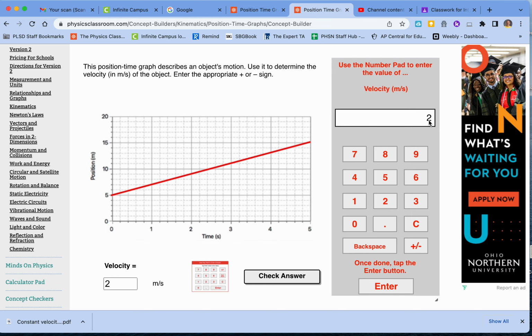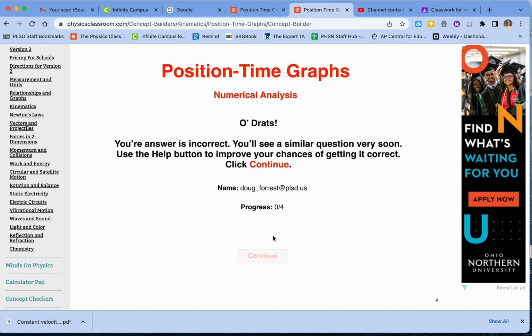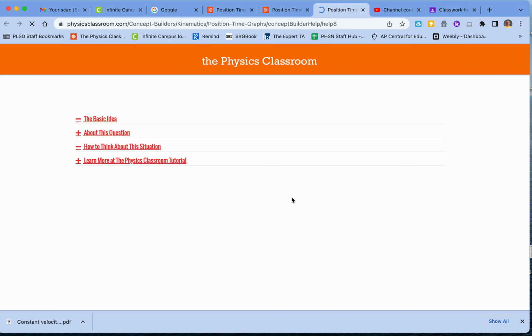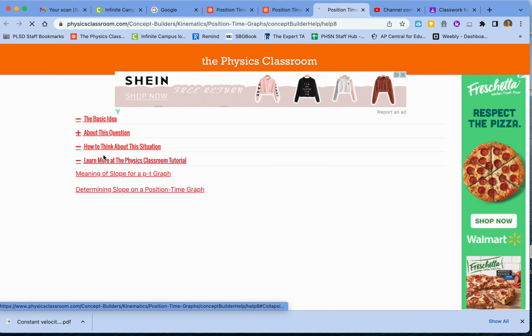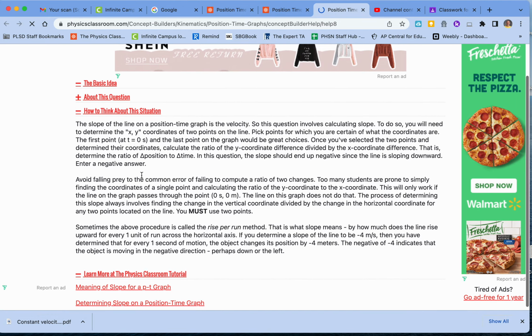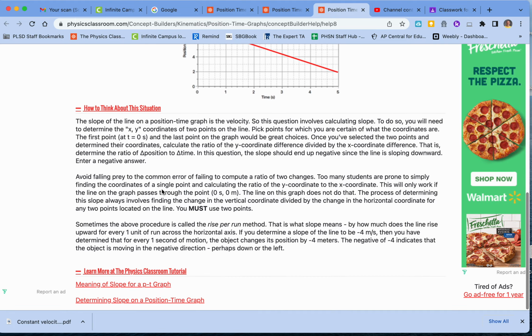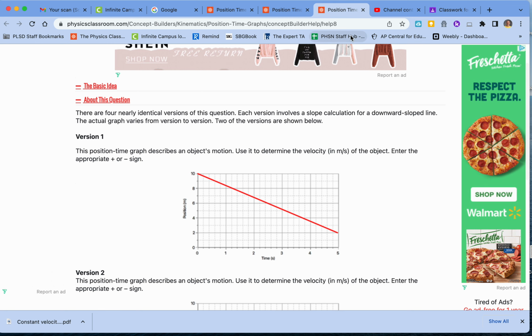Actually, I'm going to put a wrong number in. I'll put 29. And so you'll see, hey, if it does that, it's not right. Now in this case, I've got a negative 1. So once again, you can go to the Help Me. You can think about how to figure this out, the slope of a position time graph and the meaning of the slope. You can think about the situation. You can think about this particular question. It gives you ideas about how to think about it to get the slope. So there's actually quite a bit of information there.